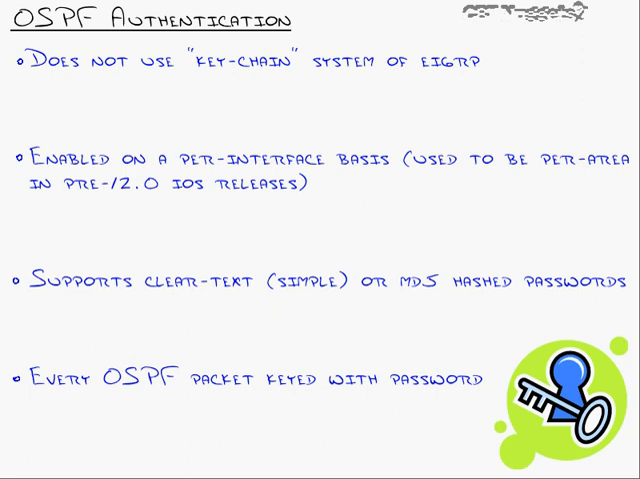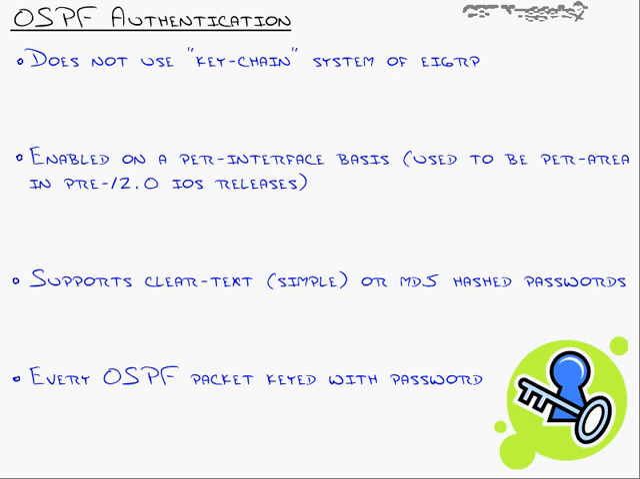Meaning, I would go underneath my interface and type in that the OSPF neighbors on this interface must supply this password. And all the neighbors that connect on that interface would have to have that same configuration. Once I do that, all communication between those neighbors is now password protected, meaning you have to supply that password in order to be accepted in the OSPF domain.